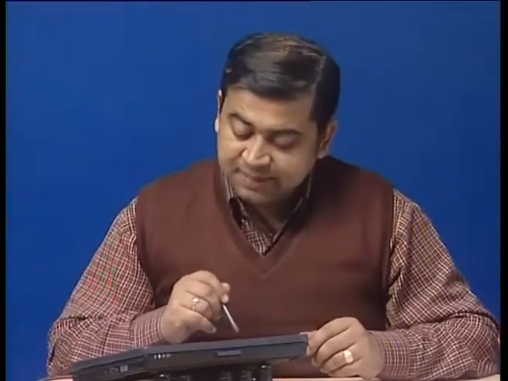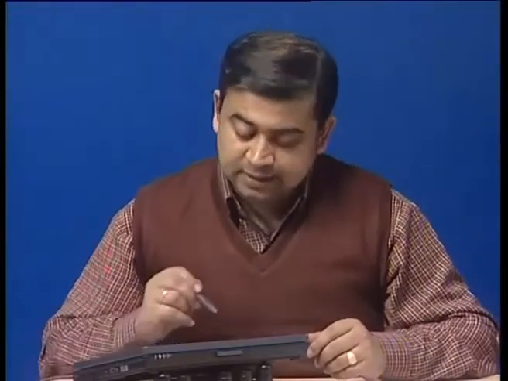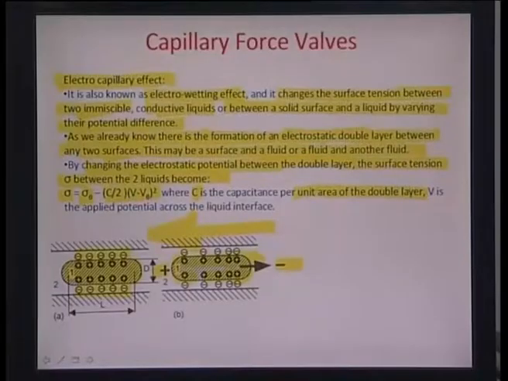C, of course, is the capacitance per unit area of the double layer, and V is the applied potential across the liquid interface. As a result, a movement from this effect is possible, and suppose this is going to block a capillary, you just need to apply a field in the direction of the capillary so that the bubble goes and blocks the capillary opening.